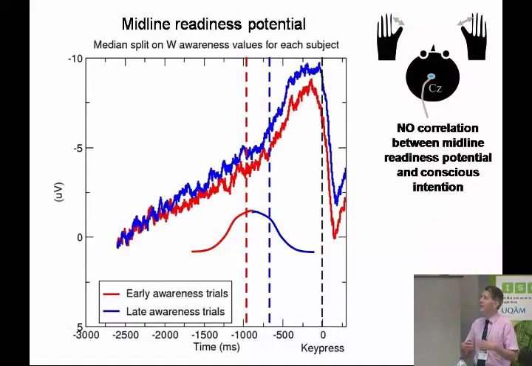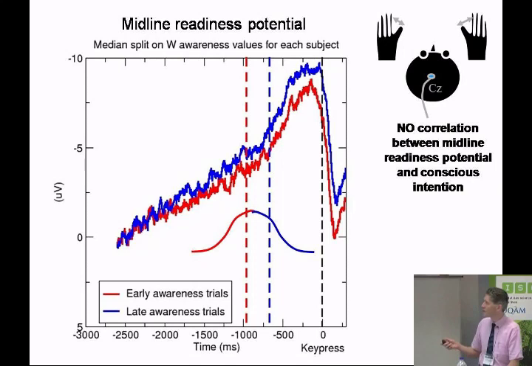Now, if we look at the standard readiness potential, which is just measured over this midline of the brain and which is sort of the gold standard index of neural preparation, we can ask whether the trials where they have an early awareness of intention, which are here in red, also have an early readiness potential, and whether the trials with a late awareness of intention, here in blue, also have a late readiness potential. And the answer is they absolutely don't. So by Mill's method, this would seem to suggest that whatever the readiness potential is, it's not the thing which causes the feeling that you're about to do something. Okay, so we've ruled out one potential cause.